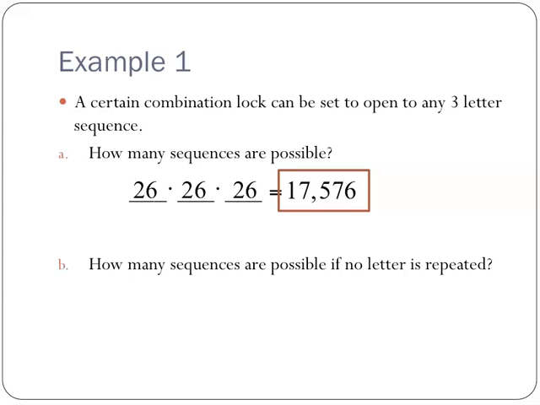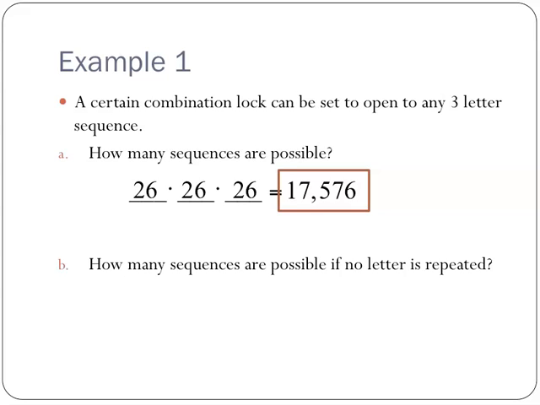17,576. And so here you can see how we can use this, perhaps later on when we talk about probabilities, to determine what the likelihood is that your combination lock will be opened if, say, you tried it 10 times. If you tried 10 different things, it's still 10 out of 17,576 possible combinations.